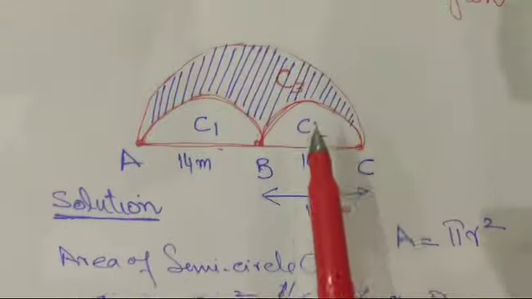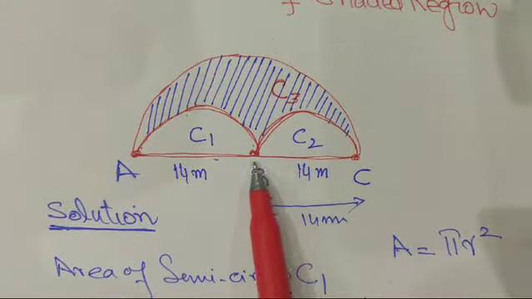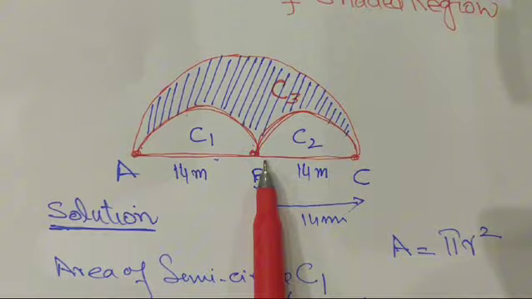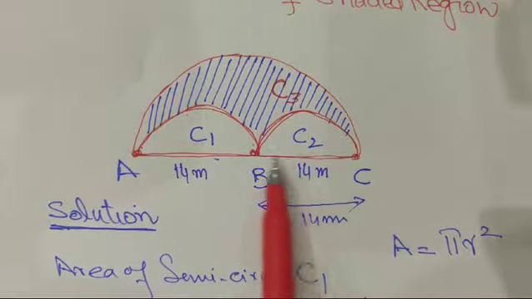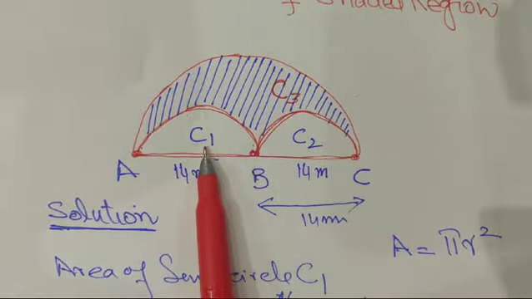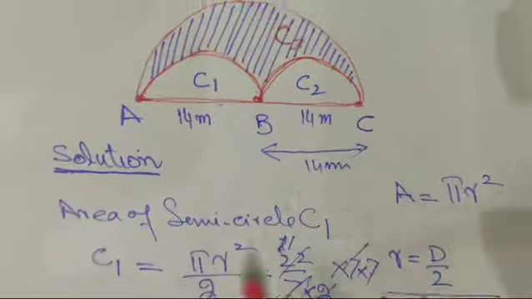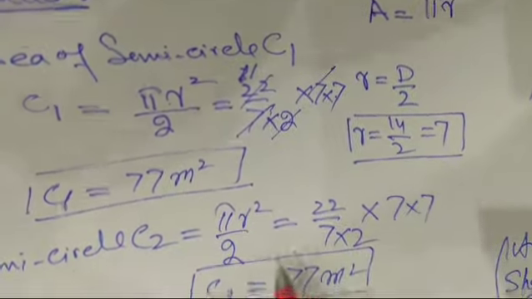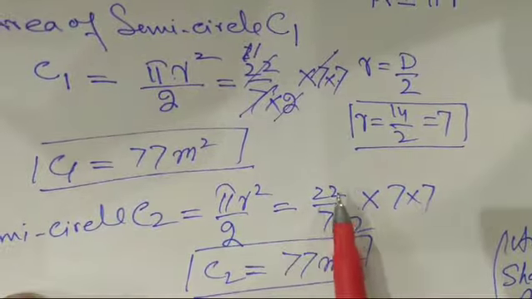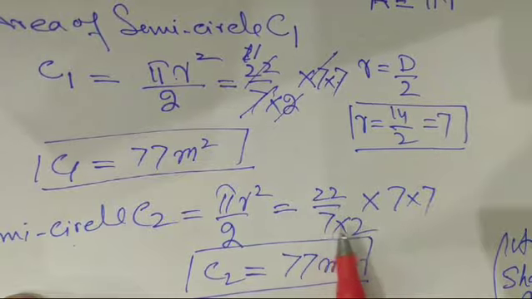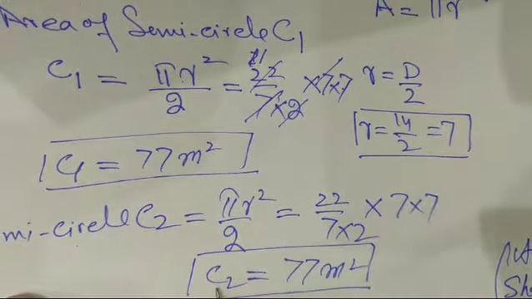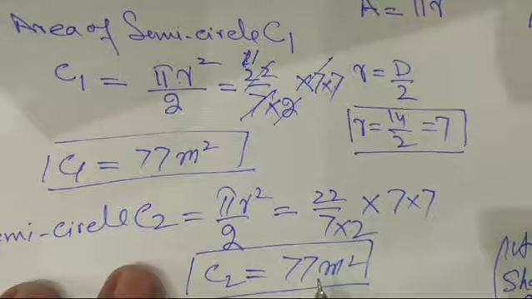In the same way, we see that semicircle C2 has the same diameter, or the same radius, as C1. So after calculation, semicircle C2, pi r square by 2, is equal to 22 by 7 into 1 by 2 into 7 into 7. After calculation, C2 is equal to 77 meter square.